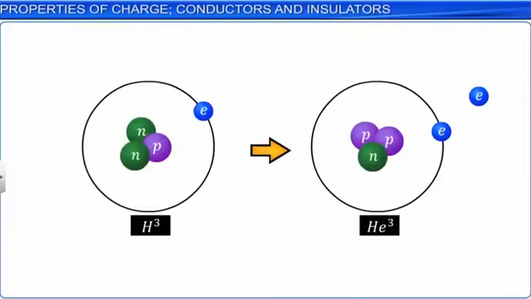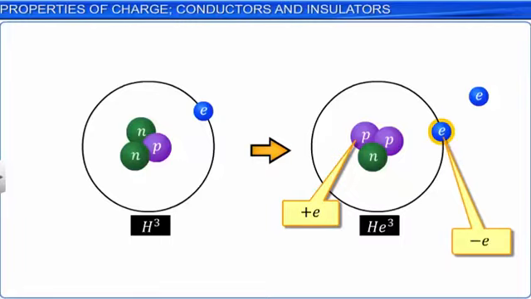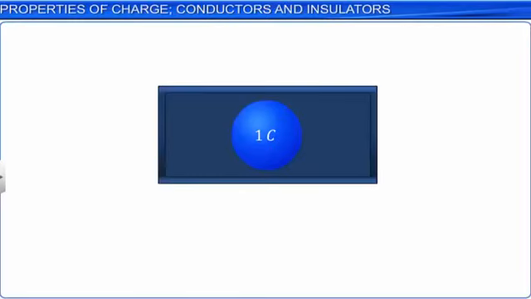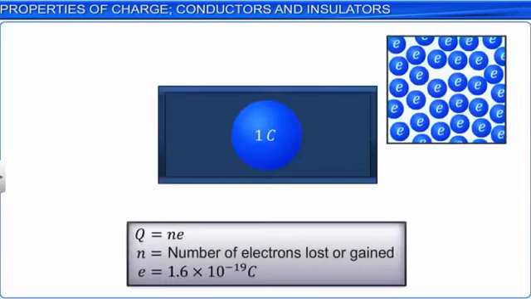In an atom, when we refer to the charge on a proton, its value is positive and is referred to as plus E, whereas the value of E for a charge on an electron is negative and is referred to as minus E. Thus, the charge on an object Q is equal to the product of the number of electrons gained or lost by it, N, and the basic unit of charge, E.